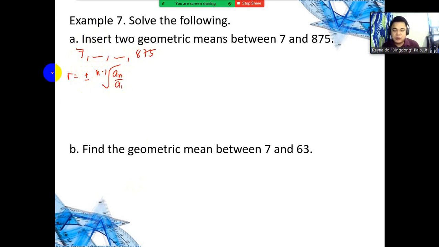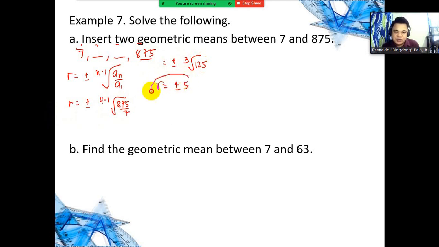So to solve for the common ratio, now we have four terms, 1, 2, 3, 4. Substitute. R equals positive, negative 4 minus 1 root of your last term, which is 875, over your a sub 1, which is 7. Then let us simplify this. Equals positive, negative cube root of 875 over 7 is 125. And cube root of 125 is positive, negative 5. So this will serve as your common ratio. Now we can solve for the means.